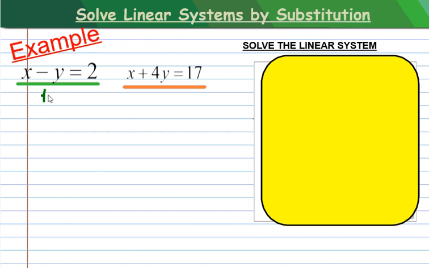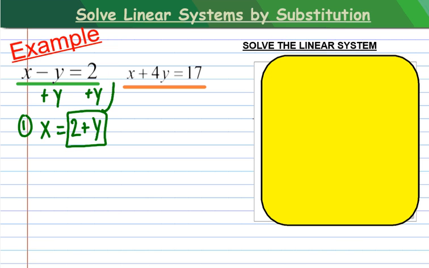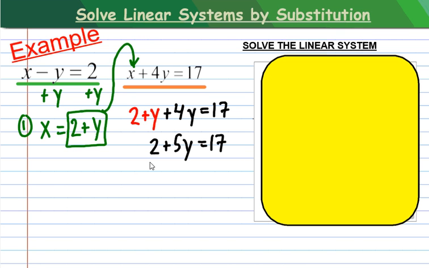So if I solve this green equation so x is all by itself, I get x is equal to 2 plus y. That is step 1. Step 2 is taking 2 plus y and rewriting it in the other equation. So in this other equation, instead of writing x, I'm going to write 2 plus y, then plus 4y equals 17. 1y plus 4y is 5y, so I get 2 plus 5y equals 17. I subtract 2 from each side. I then get 5y equals 15. If I divide by 5, I get y is 3.